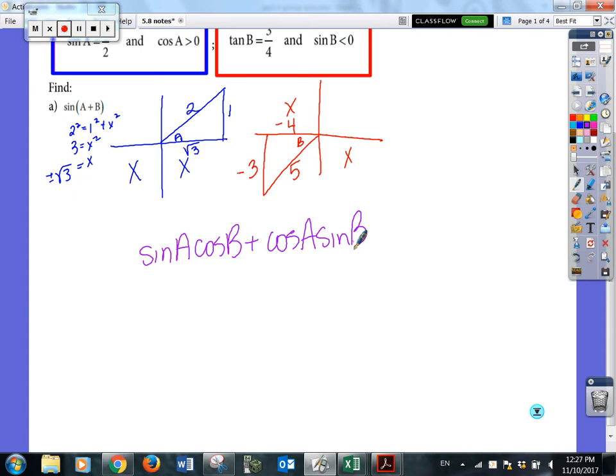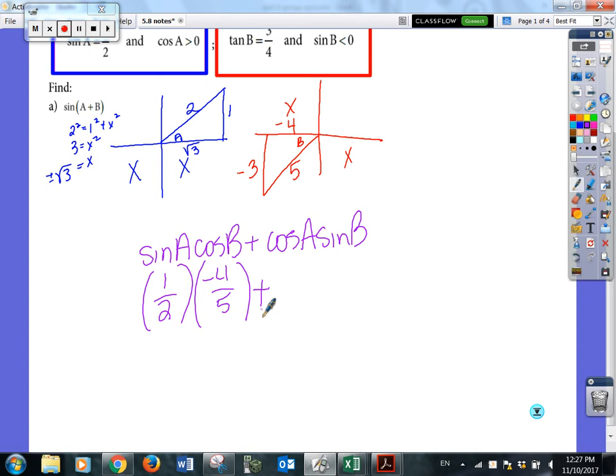So sine of A, we look at our triangle. Sine of A is equal to 1/2. Sine of A doesn't equal sine of 1/2. Sine of A is equal to 1/2. Cosine of B, cosine of this angle is equal to adjacent over hypotenuse. So negative 4/5.